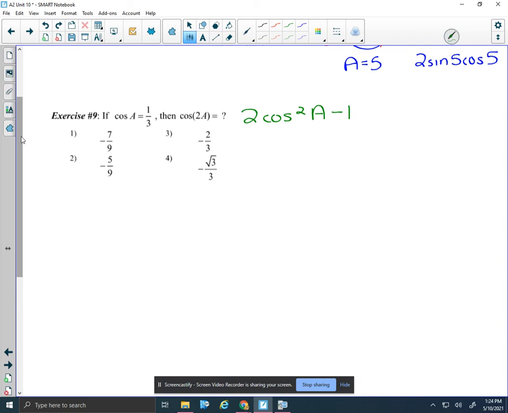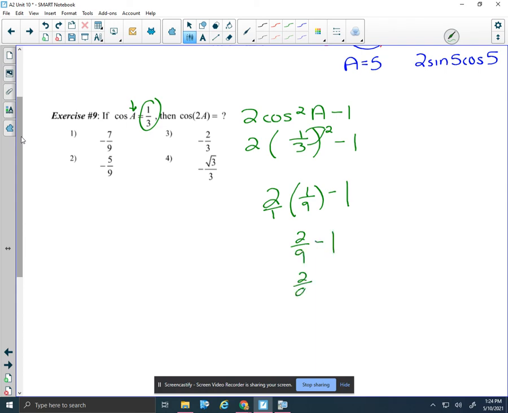Now we do not know this angle. Like the last few, we've known the angle. So here, I'm just plugging something in for cosine A, not just for A. So the cosine is going away, and in its place is going the cosine of A, which is 1/3. So this is 2, just to show you can do these by hand, times 1/9 minus 1. When I square this, I get 1/9. So this is 2/9 minus 1, which is 2/9 minus 9/9 if I made an LCD.